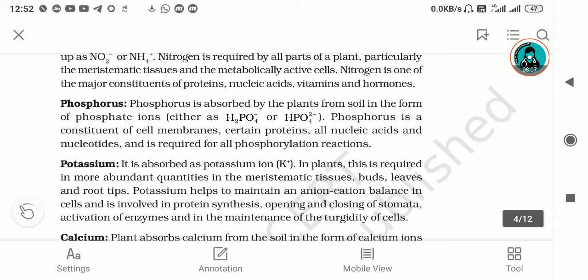Potassium. It is absorbed as potassium ion K+ in plants, and is required in more abundant quantities in the meristematic tissues, buds, leaves, and root tips. Potassium helps to maintain an anion-cation balance in the cells and is involved in protein synthesis, opening and closing of stomata, activation of enzymes, and the maintenance of turgidity of cells.